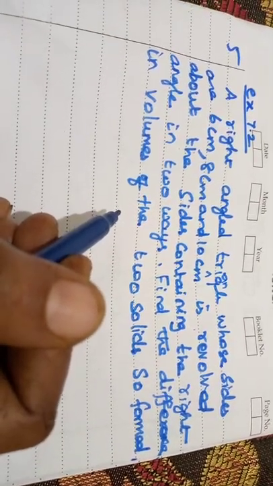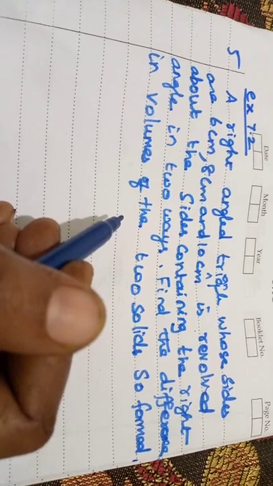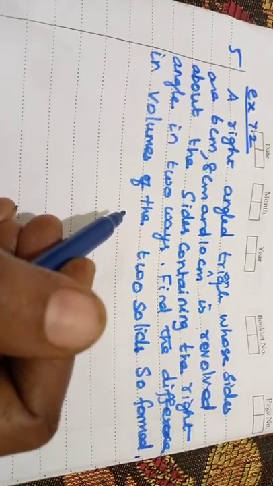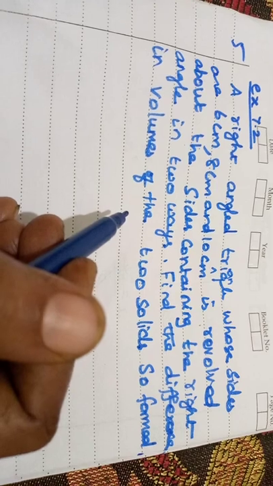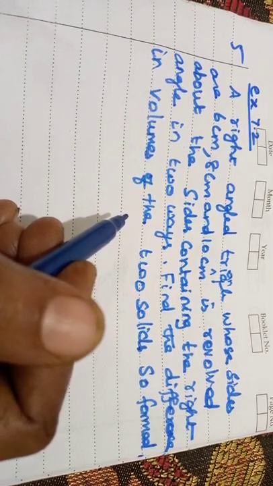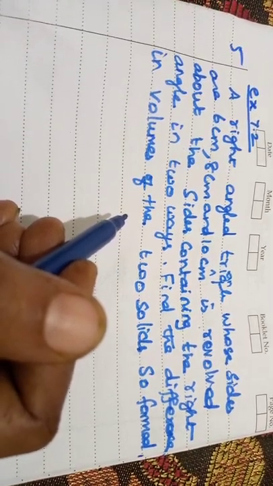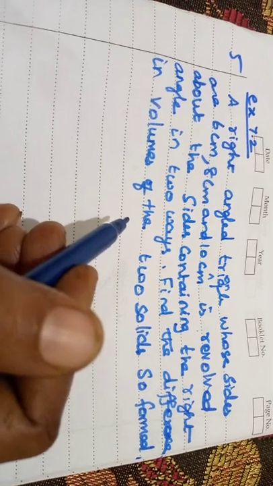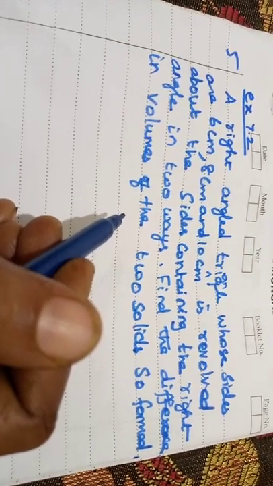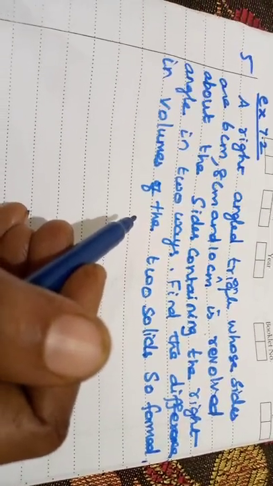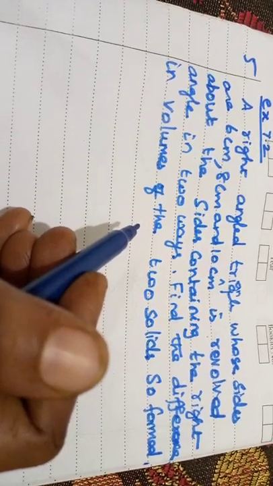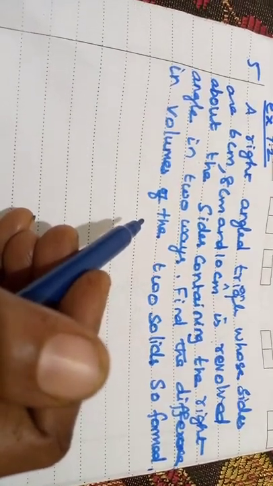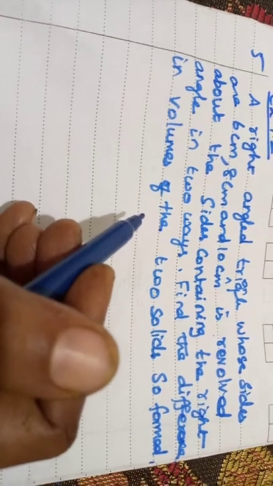First of all, we take any one side and rotate the right angle triangle. When we rotate the right triangle, we get the cone. Then we find the volume of the cone. Next, another side we take and rotate the right triangle. We get another cone. For this cone also, we find the volume. Then we compare both volumes and find the difference in their volume.